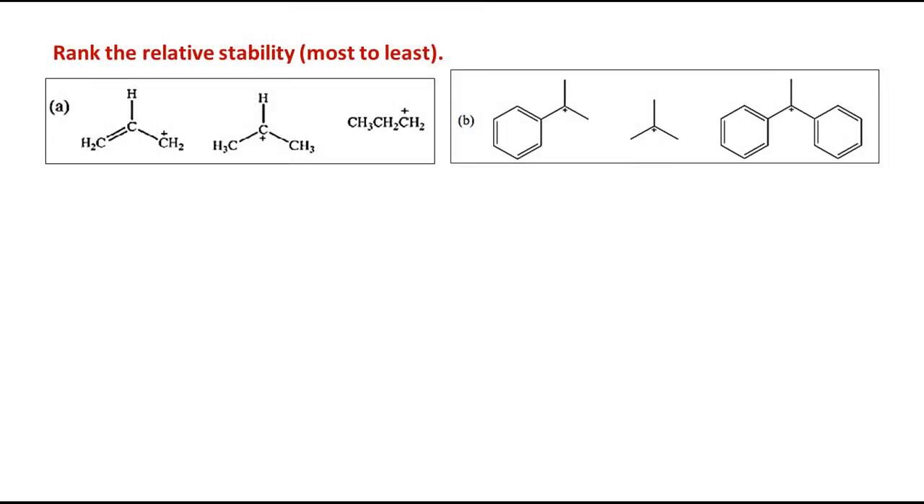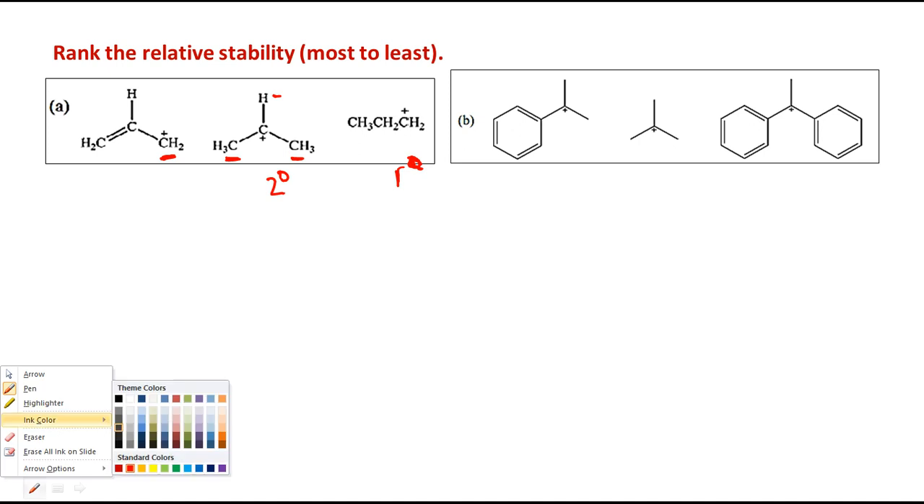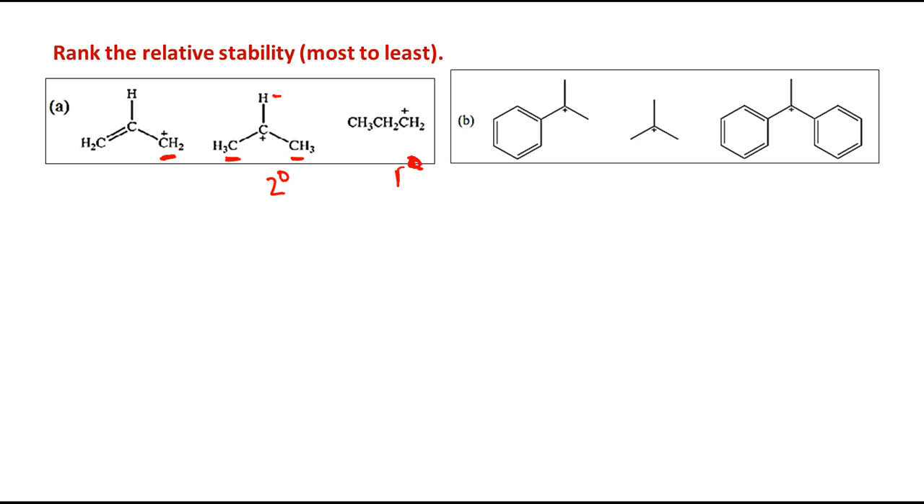Here we have the first problem: rank the relative stability, most to least. The first one has a C=C double bond adjacent to C plus, that means it is allylic in nature. The second one is 2 degree. On both sides there is carbon, that means 2 C-C bonds are present. I mean to say, if you consider the middle one, C plus, there are 2 carbon atoms attached to it, and in the others only one. So this is 2 degree and this is 1 degree. And the first one, it is correct that the C=C double bond is present, but it is also 1 degree.